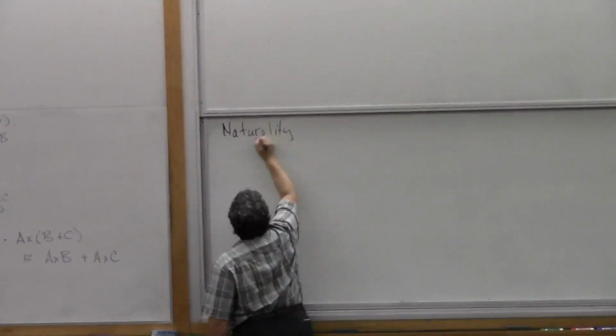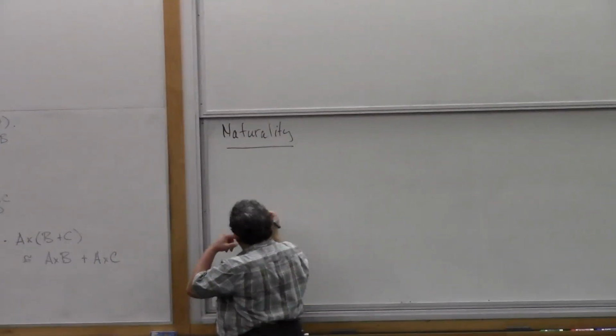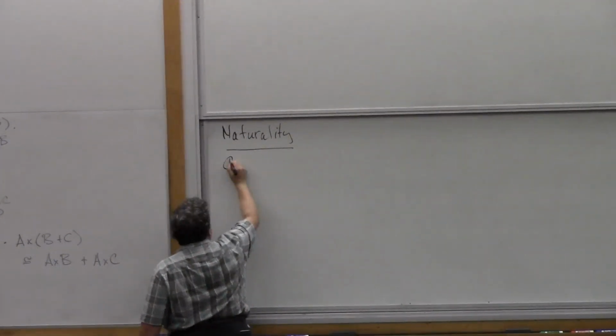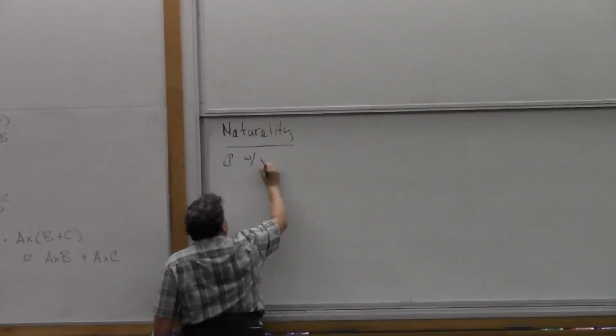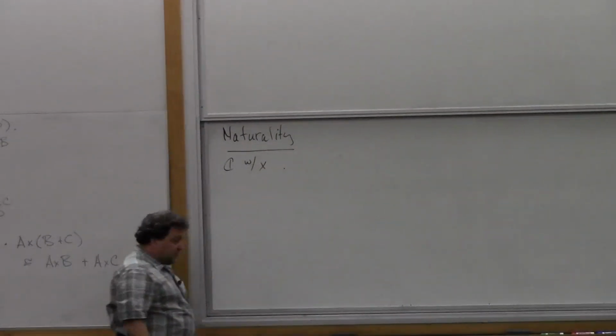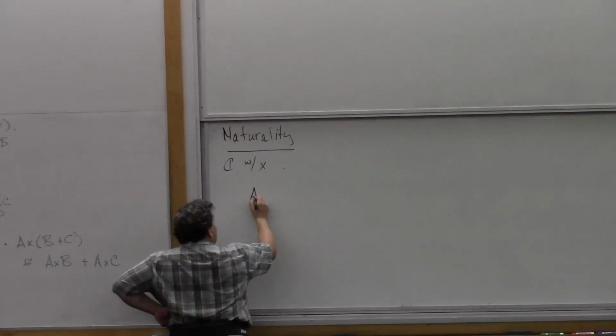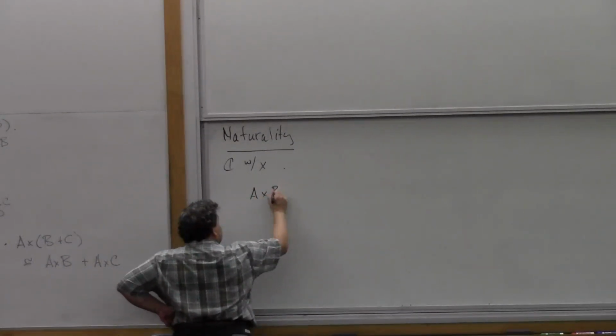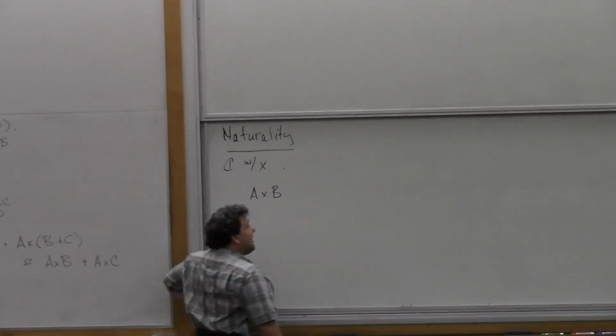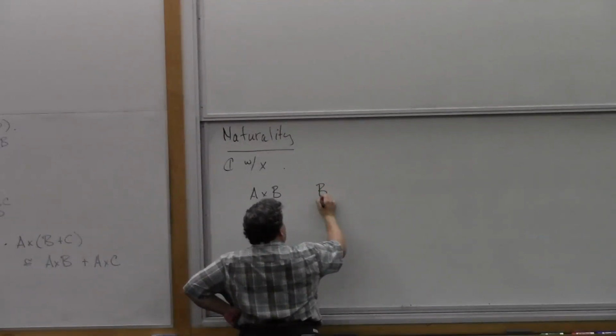Naturality. Let's suppose we have a Cartesian, or a category C, say, with just binary products, just to have something to look at. Then we can always make a product of two objects, A and B, like this. And we can make a product of two objects like this the other way around.